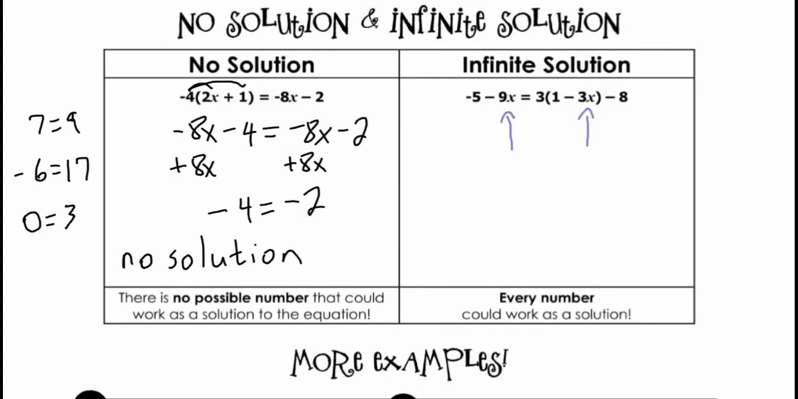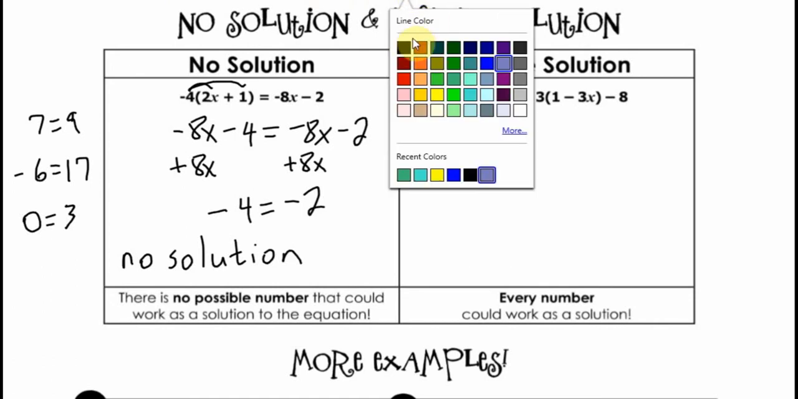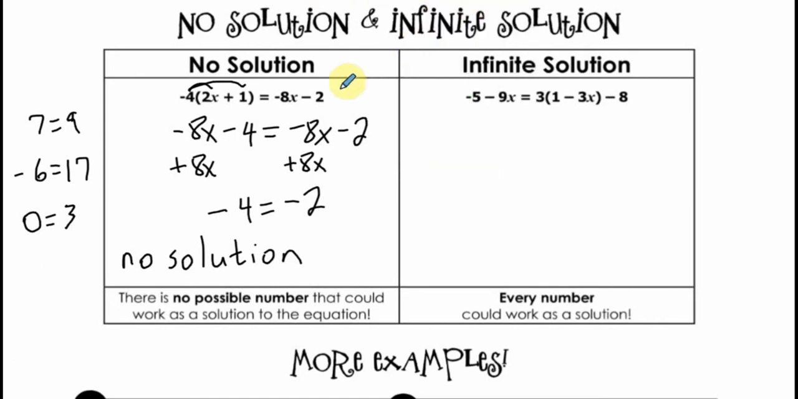Now let's see what that looks like when you solve it. Because again, it's difficult to tell just by looking at it. You have to go through the process of solving it. So there's nothing to be done to the left side. Looks like the right side has parentheses, so I'm going to have to distribute. So I'm going to have negative 5 minus 9x equals, and over here we have to distribute 3 times 1, 3 times negative 3x, negative 9x. And then we tack on the minus 8.